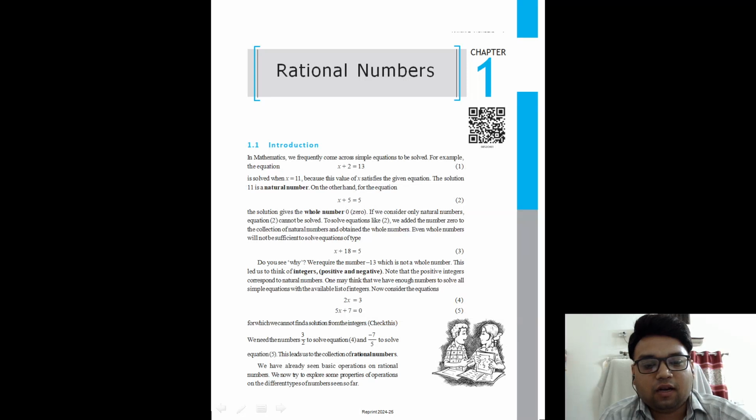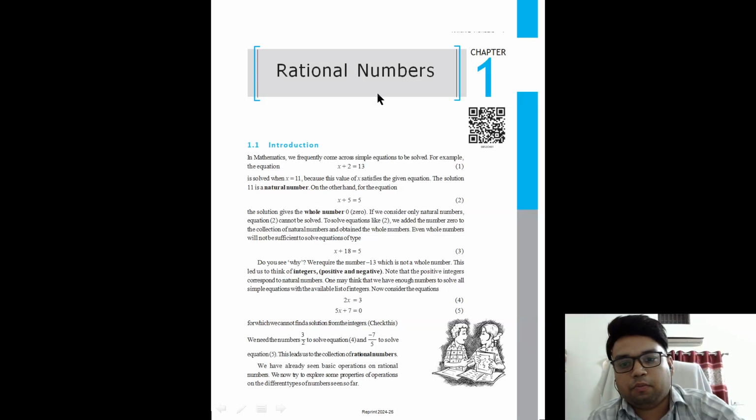Today we are starting our first lecture of class 8 mathematics, rational numbers. So without wasting time, let's start our chapter number 1. Here, as you can see in the PDF or your book, page number 1, the introductory part.